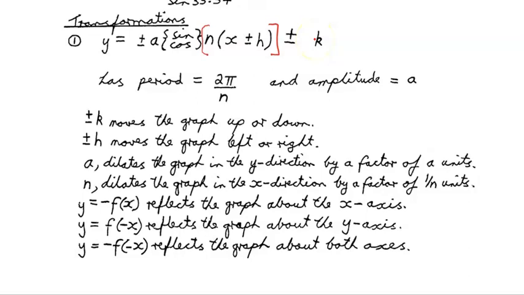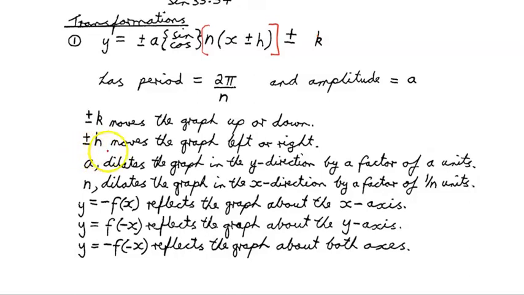An expression of this form, a trigonometric function, has a period of 2 pi divided by this n factor here. We'll see the graphs for these later. If you can factorize out the n, you'll be able to work out the period, simply 2 pi divided by n. The amplitude, of course, will be a, the term out front. Plus or minus k moves the graph up or down: plus k would lift the graph up, minus k would take the graph down.